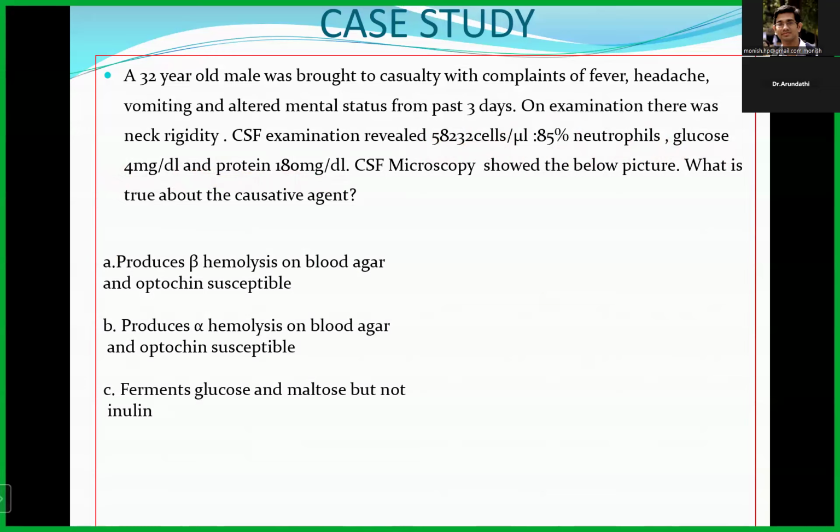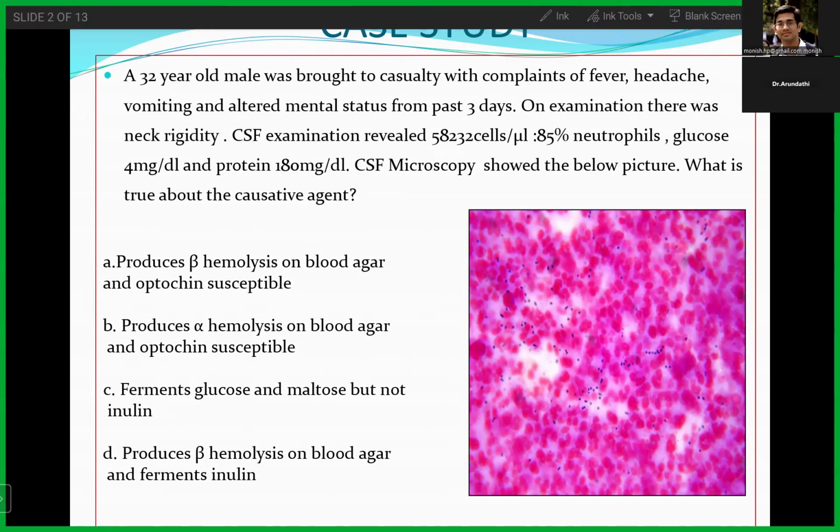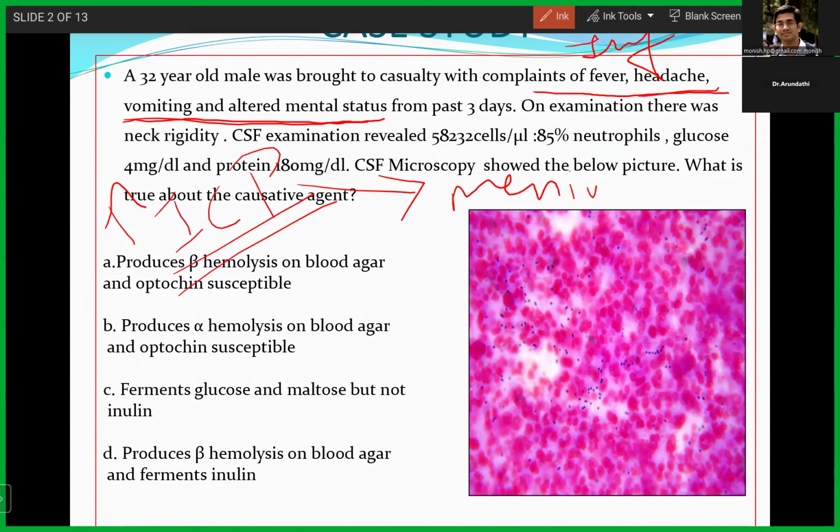If we look at these options, the question basically deals with the cultural characteristics and the biochemical characteristics of the agent. And we have been provided with a microscopic picture of the CSF as well. Looking at the patient's primary features, that is fever, headache, vomiting, and altered status, where fever is the marker of inflammation, and headache, vomiting, and altered mental status mean there is increased intracranial pressure, we are dealing with a clear-cut case of meningitis. So we have a case of meningitis where we will have to diagnose the causative agent.